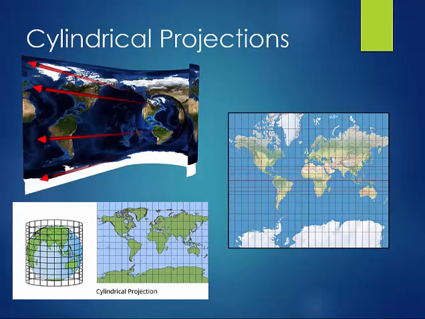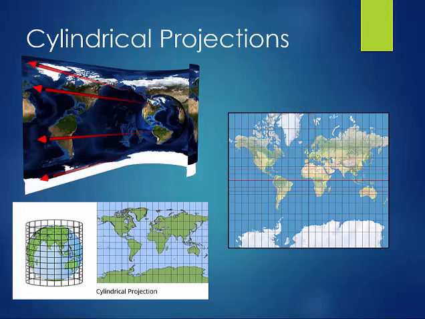Let's look at cylindrical projections. Imagine placing a movie screen around the globe in a cylinder shape. The projection results in areas very close to the equator having very little distortion. However, closer to the poles, the area is more distorted. For example, Greenland appears to be many times larger than it really is.